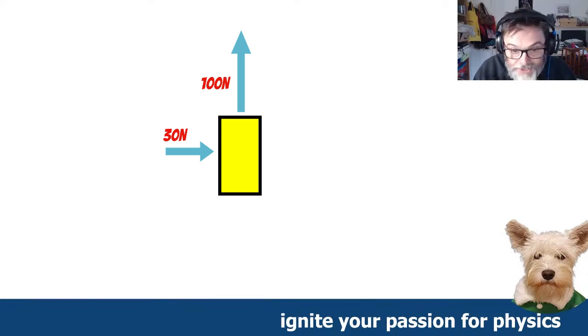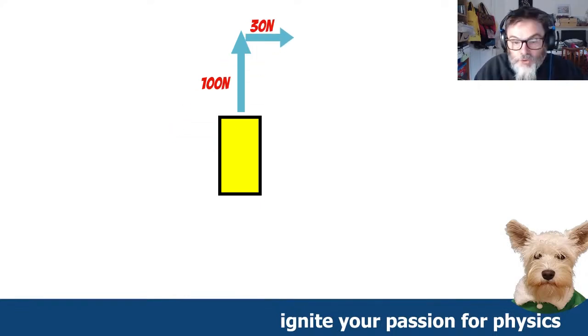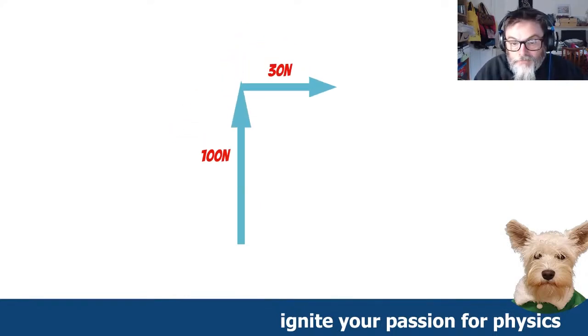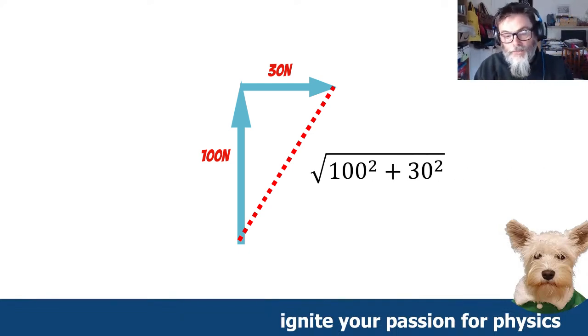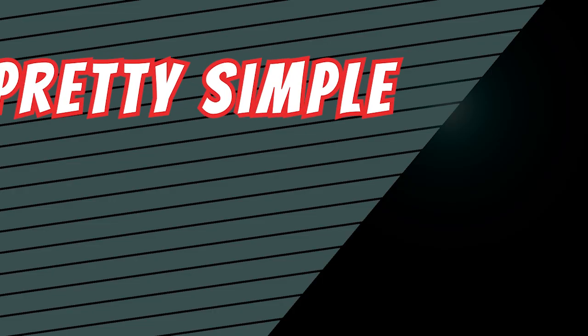Because our two vectors are at 90 degrees to each other, we can just move that tip to tail, draw on the resultant. Then you can just use Pythagoras' rule to work out the size of that. You could then do some trig to find this angle.